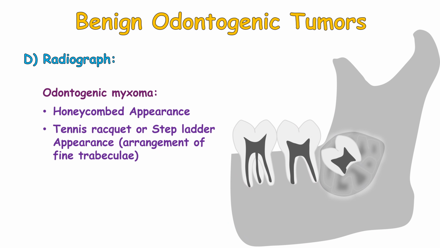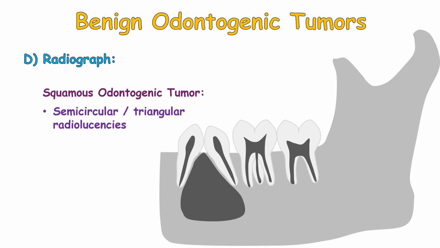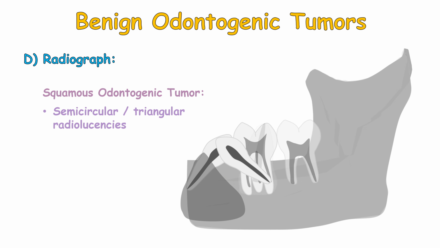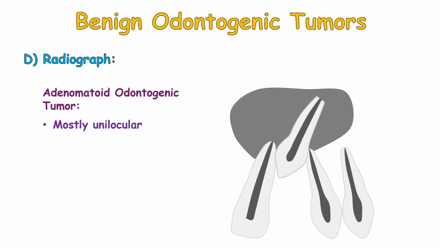The next one is odontogenic myxoma, which has a honeycomb appearance and tennis racket or step ladder appearance. These appearances are due to the arrangement of fine trabeculae. Squamous odontogenic tumor has unique semicircular or triangular radiolucencies in between two roots. Adenomatoid odontogenic tumor is mostly unilocular, rarely multilocular cases are seen.